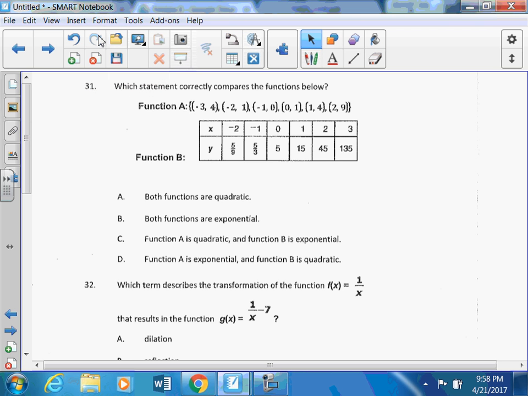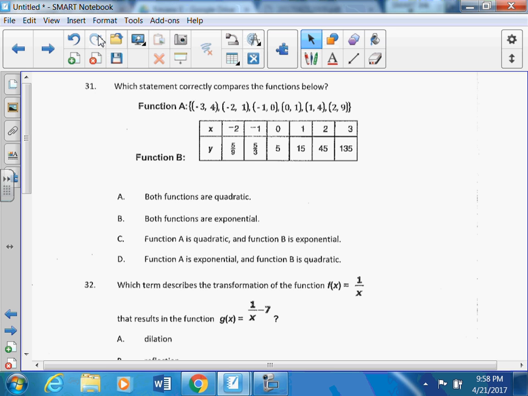Okay, so you are comparing two functions here, and it looks like the only way we're comparing them is whether they're quadratic or exponential. Now first we have to look at the x-coordinates. Are the x-coordinates all 1 apart? That makes it a lot easier to determine which is which.